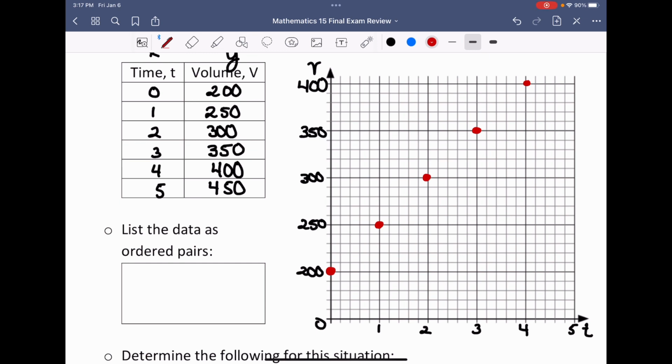Now they say list the ordered pairs. What I'm going to do is I'm actually going to put them directly on the graph. So we know that in terms of x and y, or t and v, it's 0 time equals 200 liters. We then go up to 1 minute and it's 250 liters. We then go up to 2 minutes and it's 300 liters. We then go to 3 minutes, which is 350 liters. And finally, we go to 4 minutes and that is 400 liters. All right, now that's all the ordered pairs there.